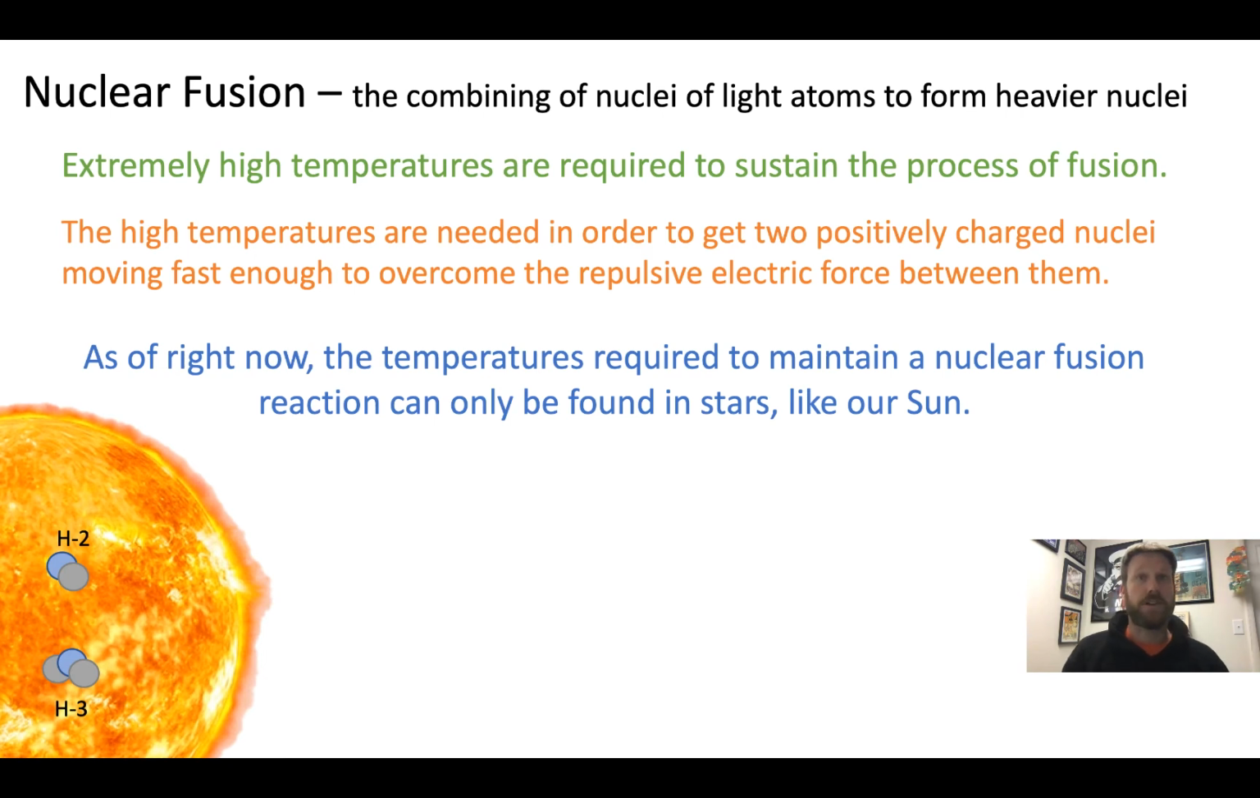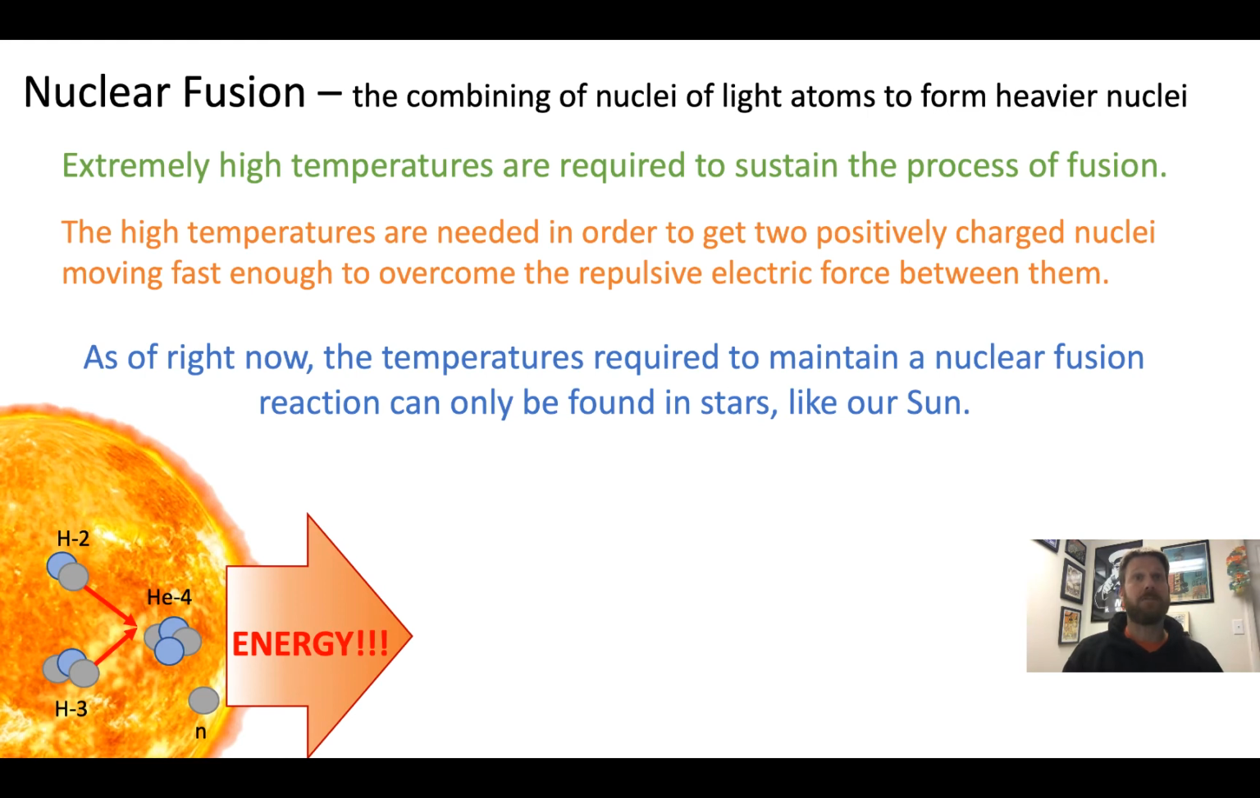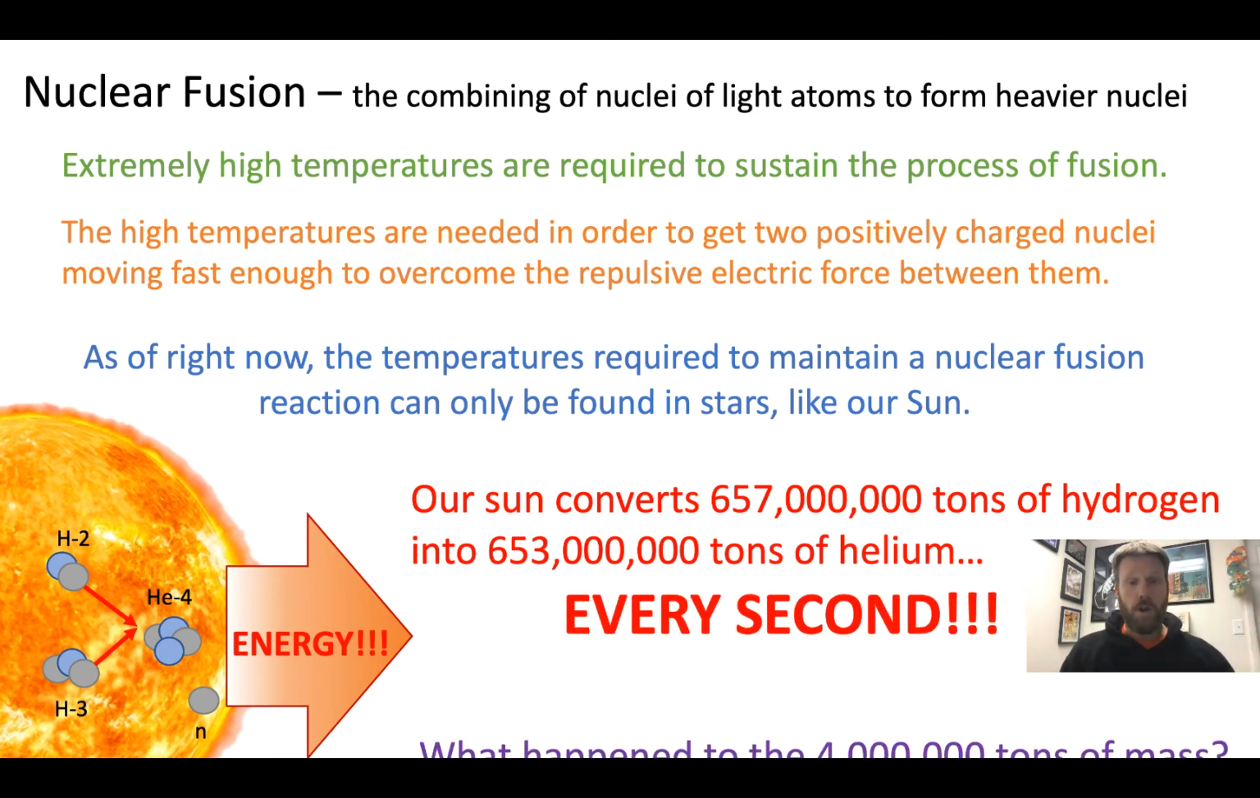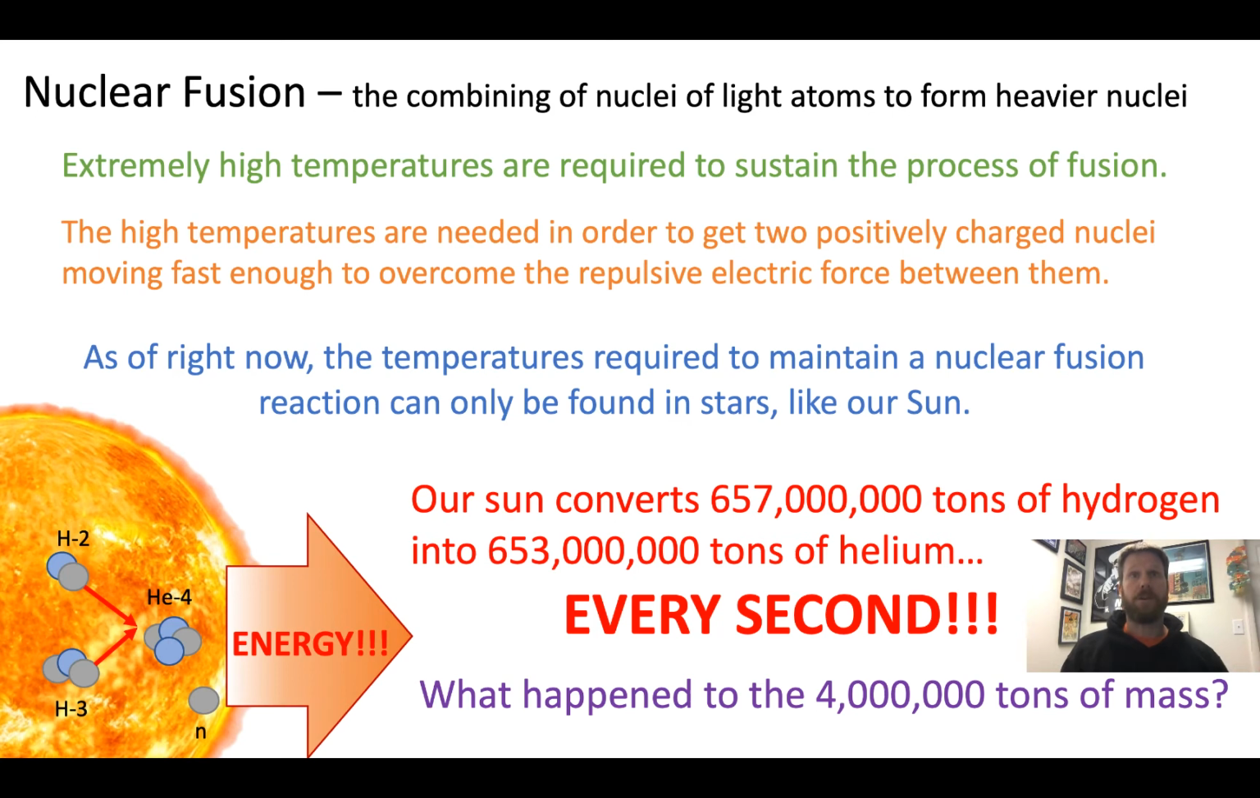Remember, stars like our sun are fusing two isotopes of hydrogen together to form a helium nucleus. During this process, a neutron is also released. And oh yeah, so is a boatload of energy. Our average-sized sun converts 657 million tons of hydrogen into 653 million tons of helium each second. Now hold on a minute. What happened to that 4 million tons of mass? That's right. That mass defect was converted into energy.